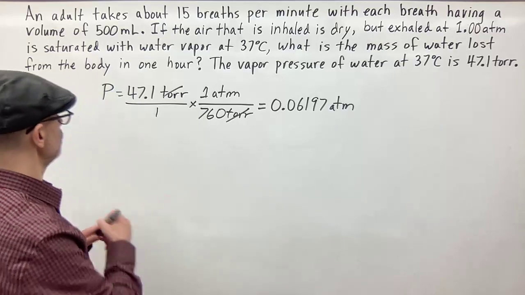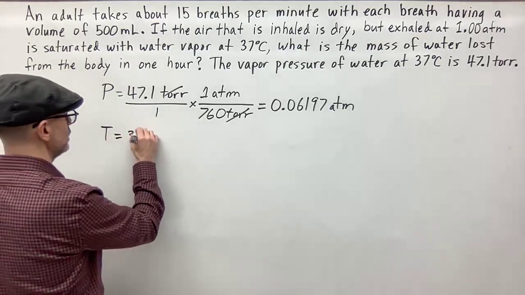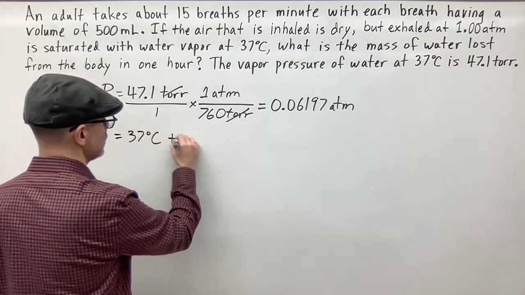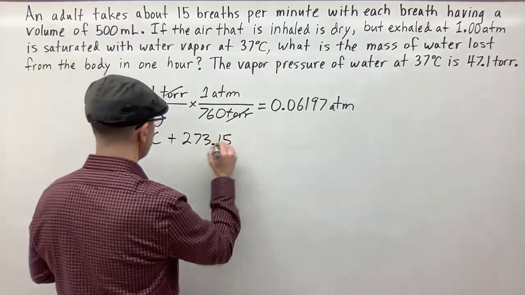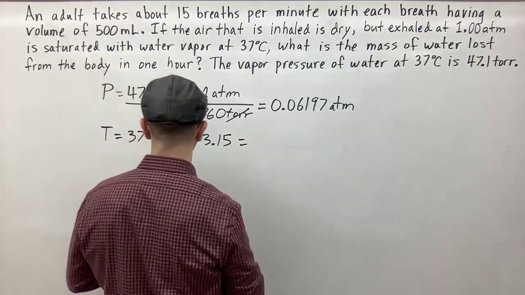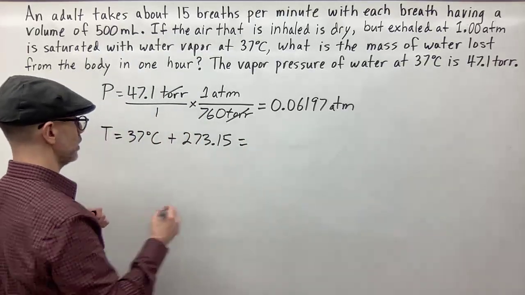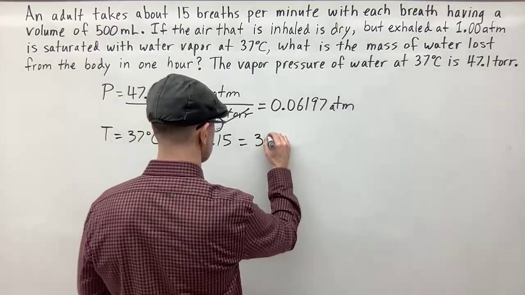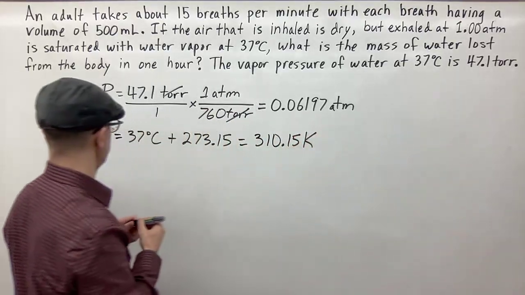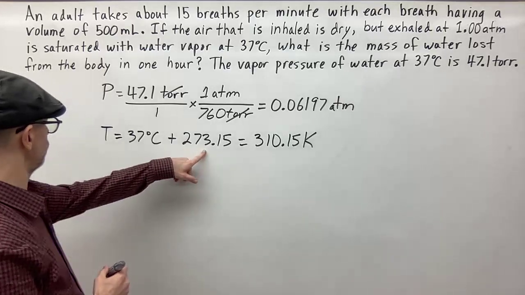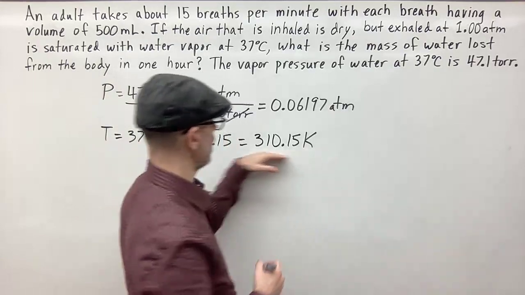Next, the temperature is 37 degrees Celsius. We're going to have to change that to Kelvin, so we add 273.15, and that's going to be 310.15 Kelvin. Let me double check. 273, it's going to be 300. Yeah, 310. Okay.